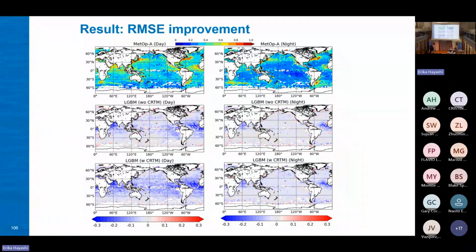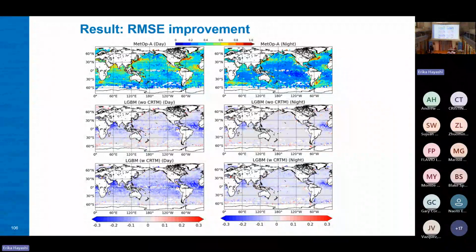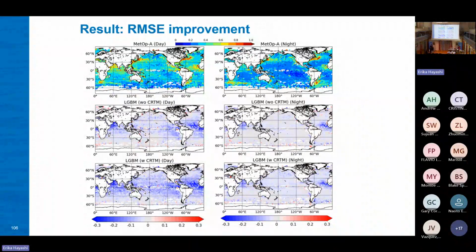And this figure shows the spatial pattern of the RMSE improvement. Since we subtracted the model result from method A original RMSE, the blue areas indicate the regions where RMSE is reduced. So the bluer means the better result. In LGBM without the CRTM information, the improvement is focused on low latitude, but in LGBM with CRTM information, the improvement is also in middle latitude, and even high latitude as well.